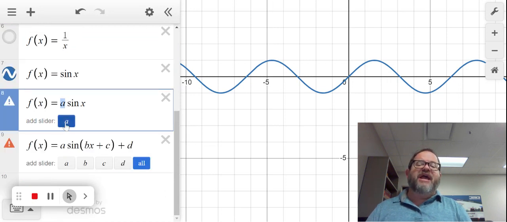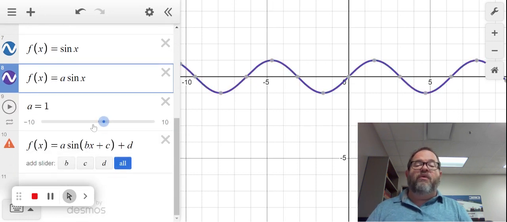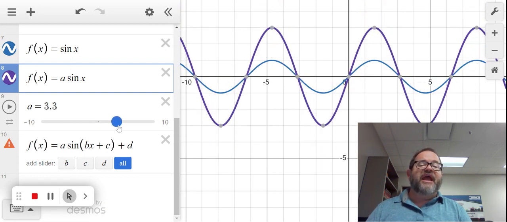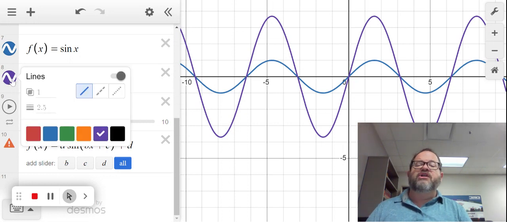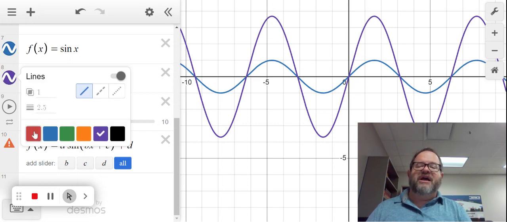It's asking, hey, do you want to add a slider for A? So if I put a slider in here, A is currently equal to 1, but I can slide back and forth and change the values of A. So right now, this function f of x is 3.7 times the sine of x. I'm going to change it to a color. If I long press on the button here that shows that it's in purple, I can get different colors. I'm going to make it red instead, maybe thicker.